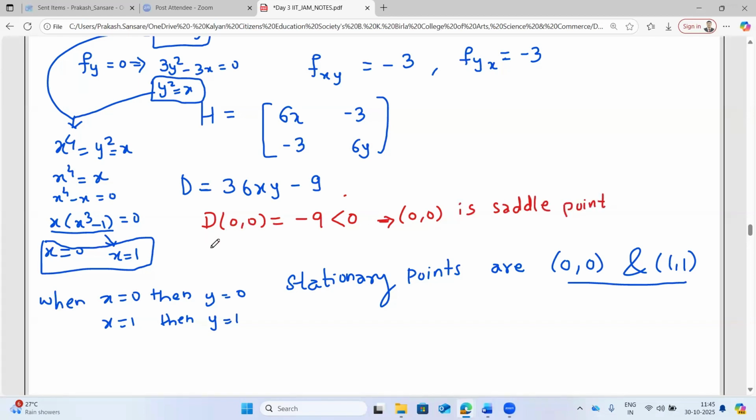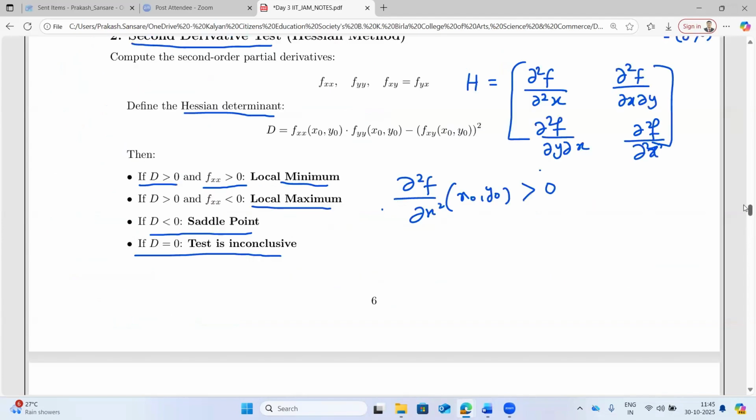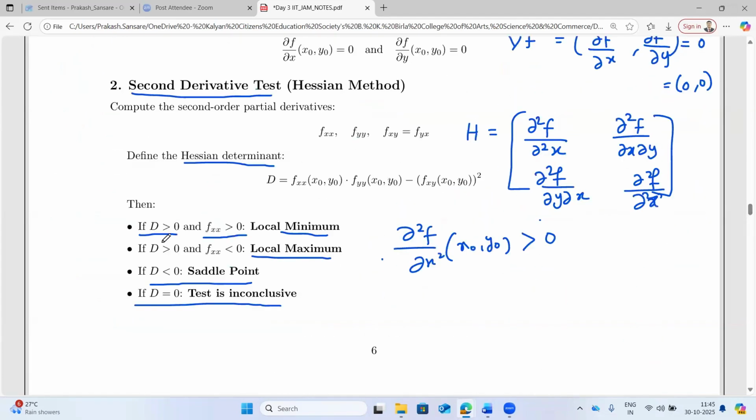And second, we have to find out D at 1, 1. D at 1, 1 is 36, x is 1, y is 1, 36 minus 9, which is 27, which is greater than 0. So D is greater than 0. Now we have to check fxx, the double derivative of f with respect to x at that point, whether it is positive. If it is greater than 0, then we say minima. If it is less than 0, we say it is maxima.